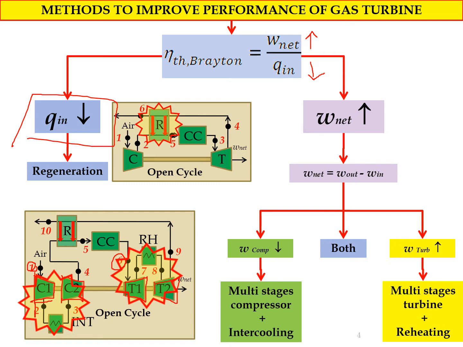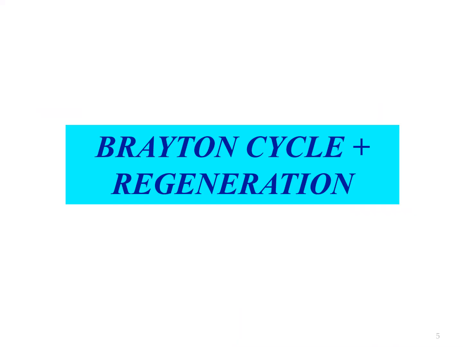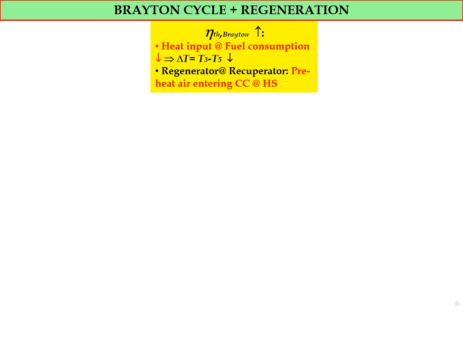Either you increase the work net out or you decrease the Q heat input to the system. Brayton cycle with regeneration. As already explained in the previous slide, we can increase the efficiency of the Brayton cycle by decreasing the heat input with regeneration.